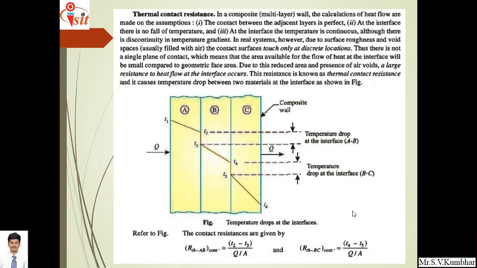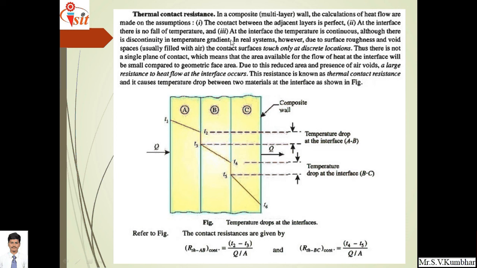The next point is thermal contact resistance. In a composite multilayer wall, the calculation of heat flow is made on certain assumptions, and one of these assumptions is that the contact between adjacent layers is perfect. Now, when A and B are connected, this junction between A and B must be perfect. That was the first assumption. At the interface there is no fall of temperature, the temperature is continuous, although there is a discontinuity in the temperature gradient.